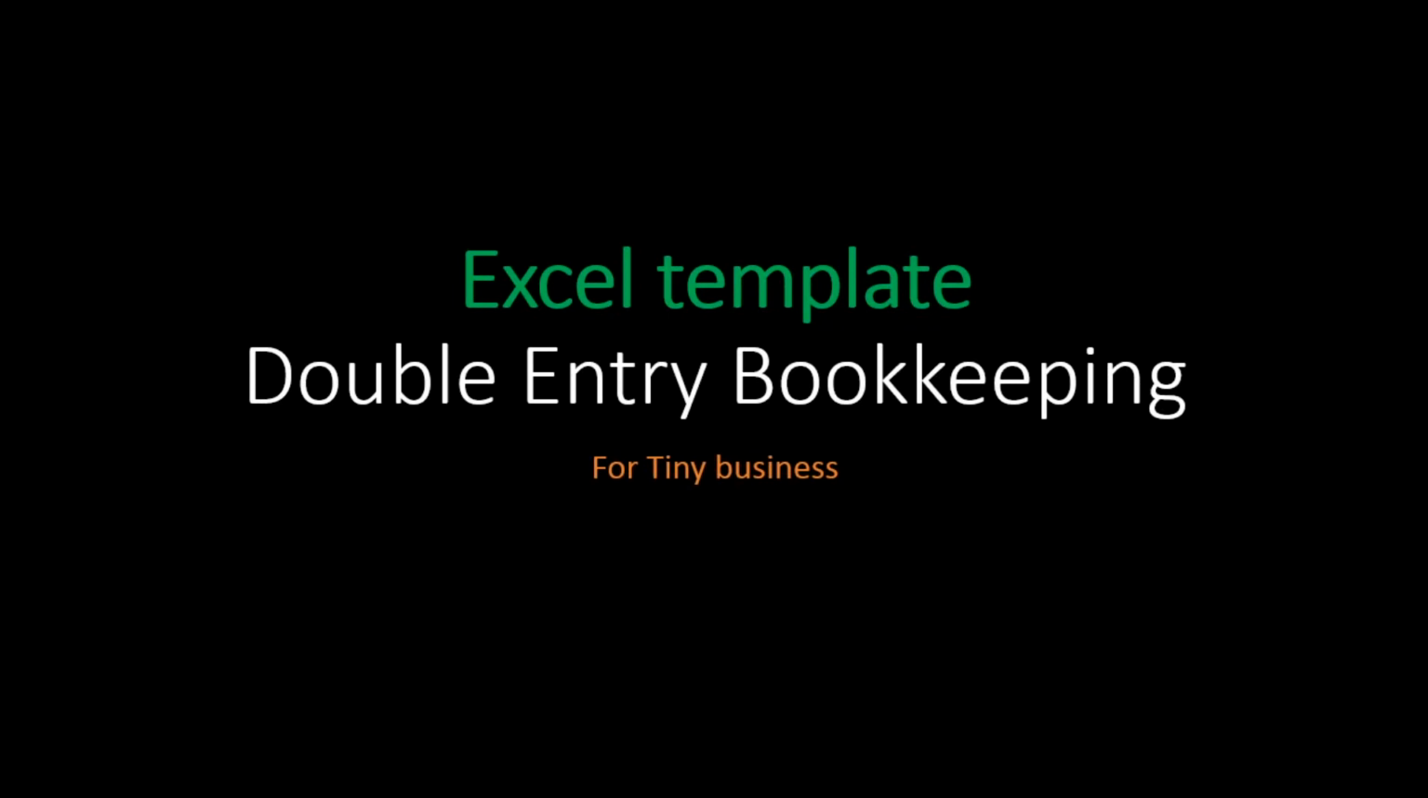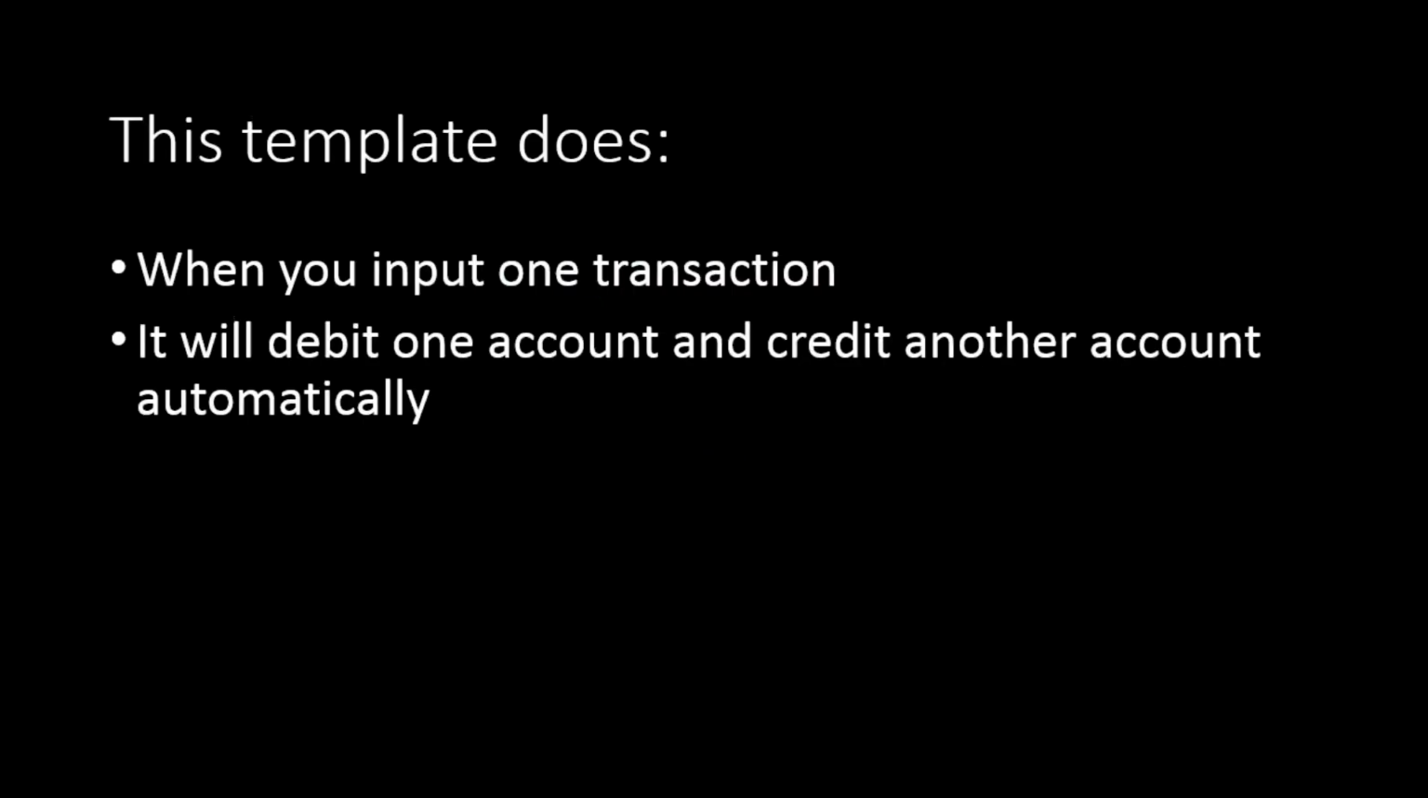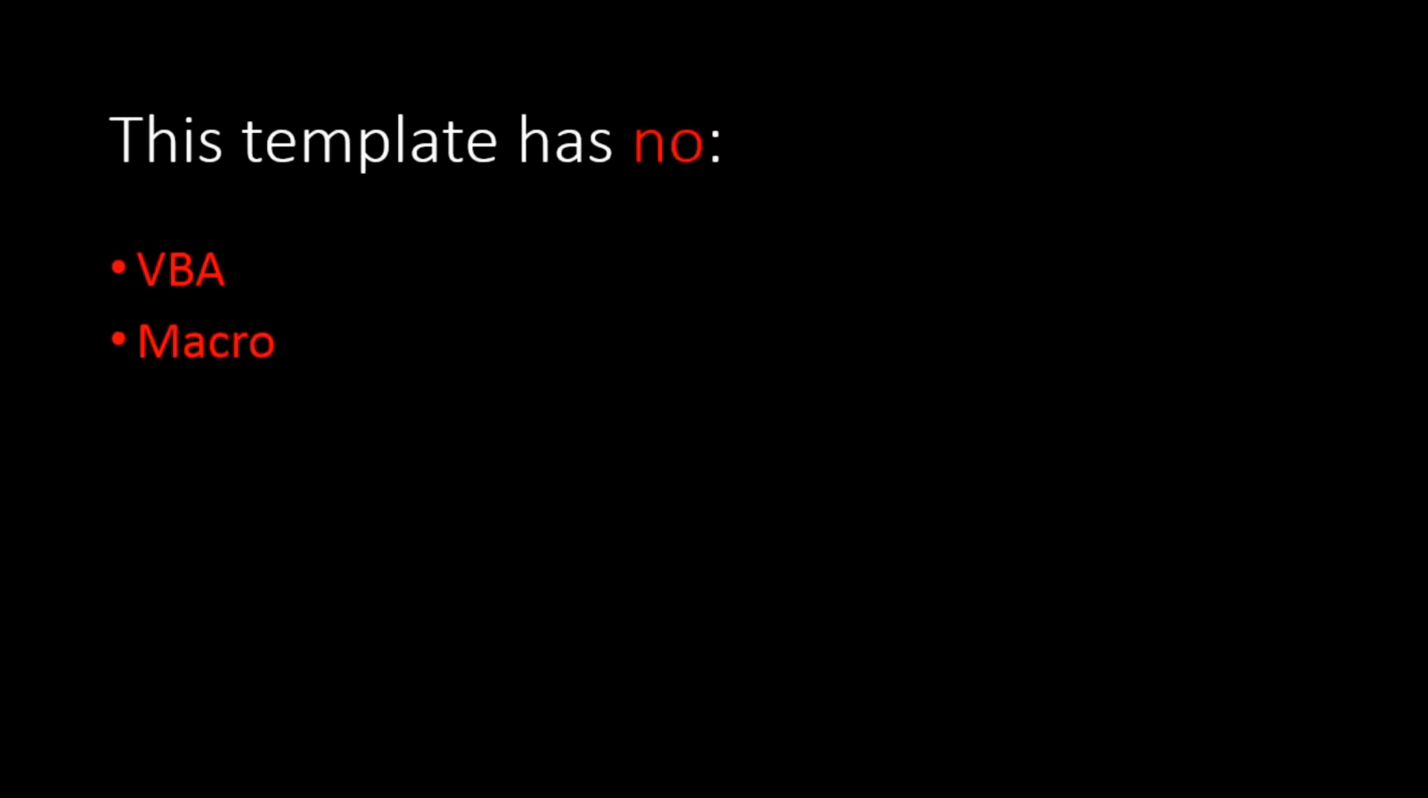Today I would like to show you how to make an automatic double entry bookkeeping template for very small business. It is super easy. What this template can do is when you input one transaction, it will debit one account and credit another account automatically. It does not need VBA or macro to do it, but you can add your own code of course.